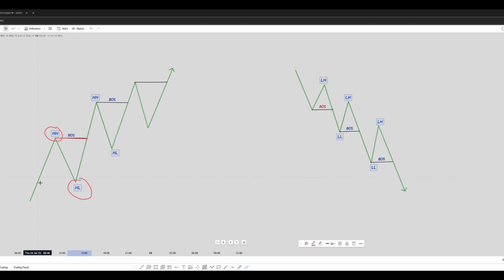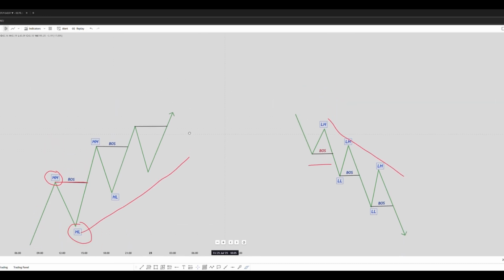So market moves with what? Impulse, correction, impulse. Whenever a break of structure forms, it means that the market is still in the same trend, still continuing in the direction, just like you can see here. So in this video, we are going to be looking at the protected zones in the market.